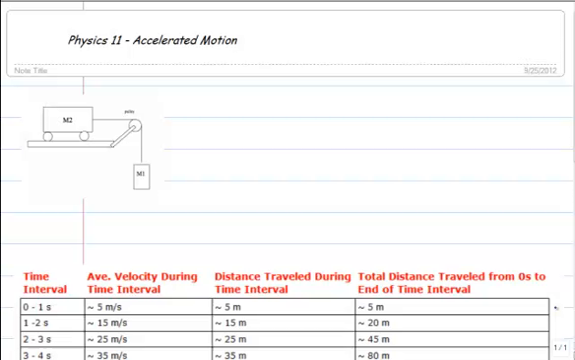Okay, this is Mr. Nagy's Physics 11 class. We're moving on to our second unit of study. Although we've touched on it a little bit, we're talking about accelerated motion now in Physics 11.